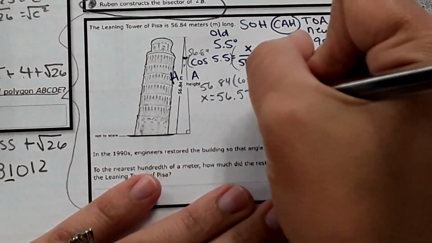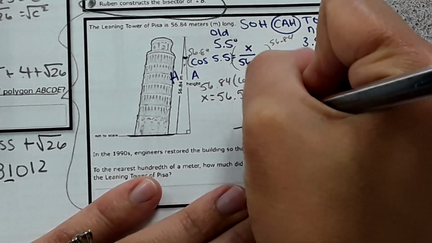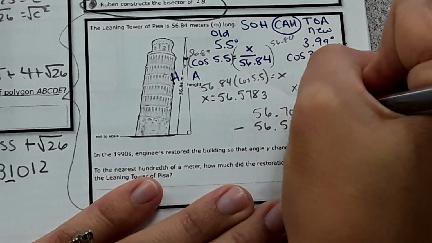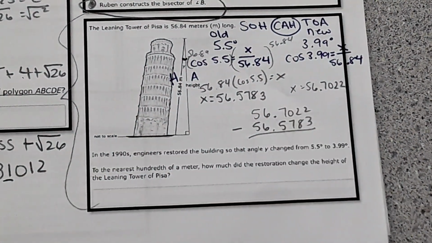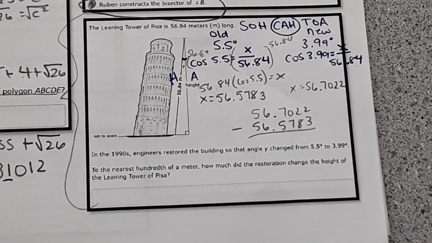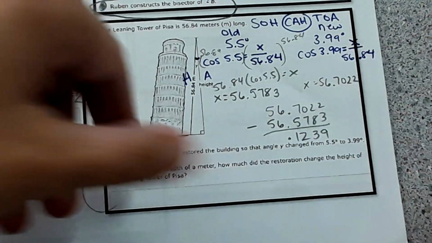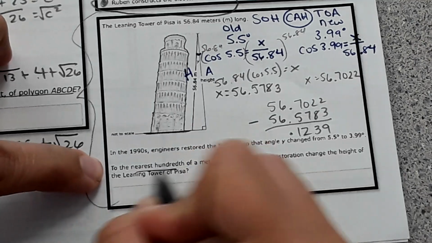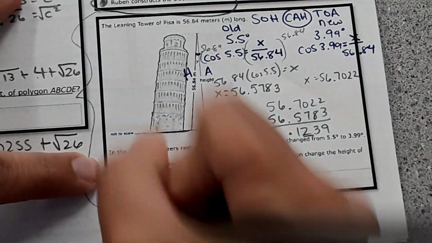It's going to be 56.7022 minus 56.5783. And what do we get? We get 0.1239. It says to round to the nearest hundredth, so that would be this place. So our answer is 0.12.